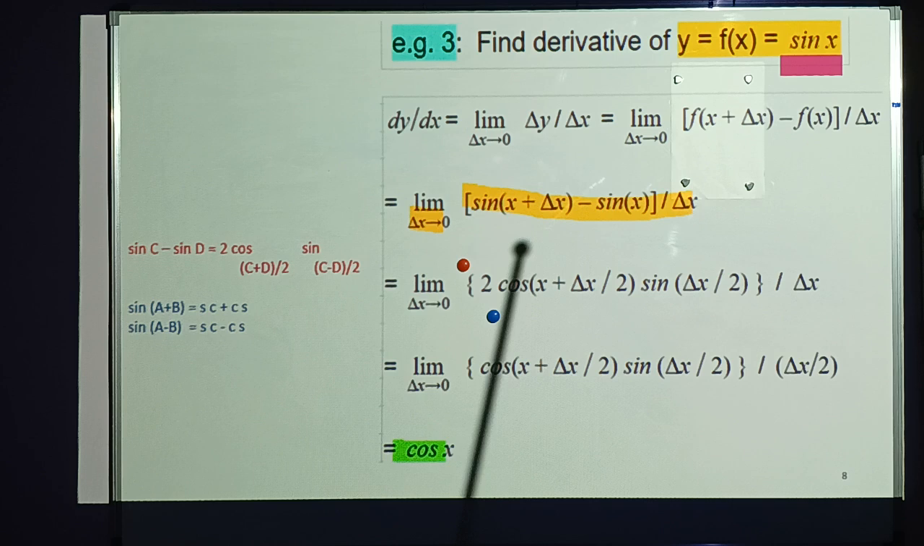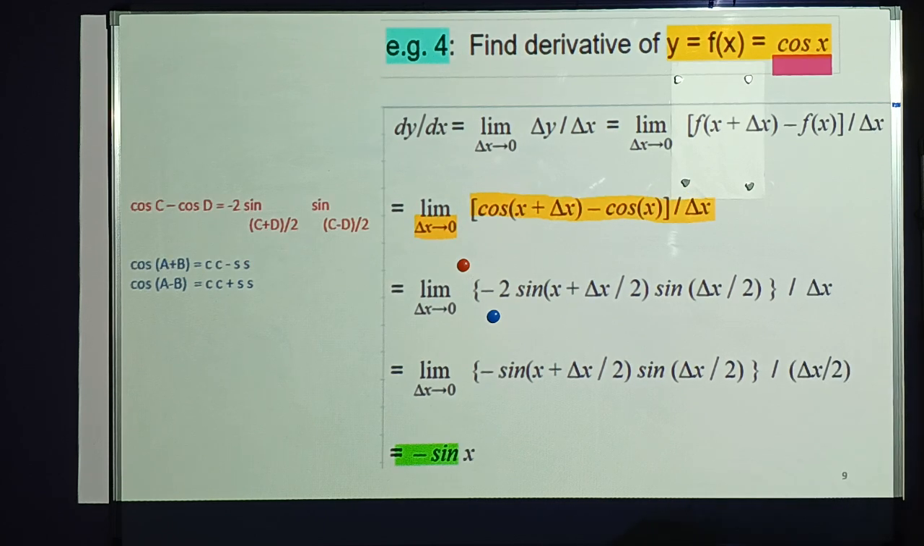Using this, I'll write 2 cos sin, and the angles are this plus this by 2, and this minus this by 2. And this delta x, these two can be brought in here. So this quantity is of the form sin delta by delta in the limit delta tending to 0. Here delta is delta x by 2. As delta x tends to 0, delta x by 2 also tends to 0, so this quantity is 1. Here if you put delta x to 0, it will become cos x. So this is again finding the derivative from first principles.